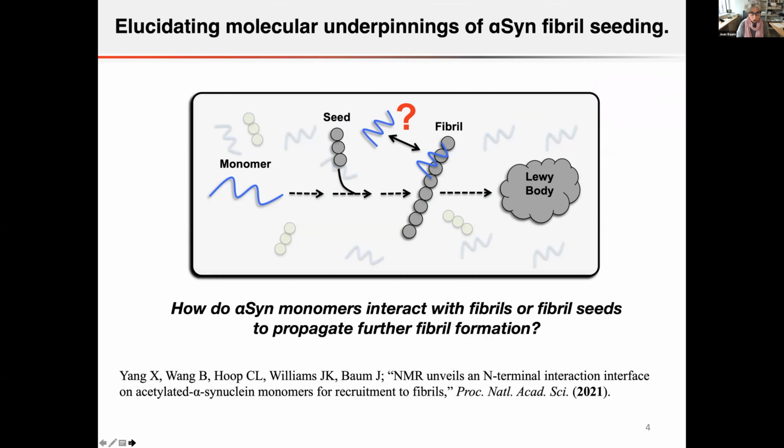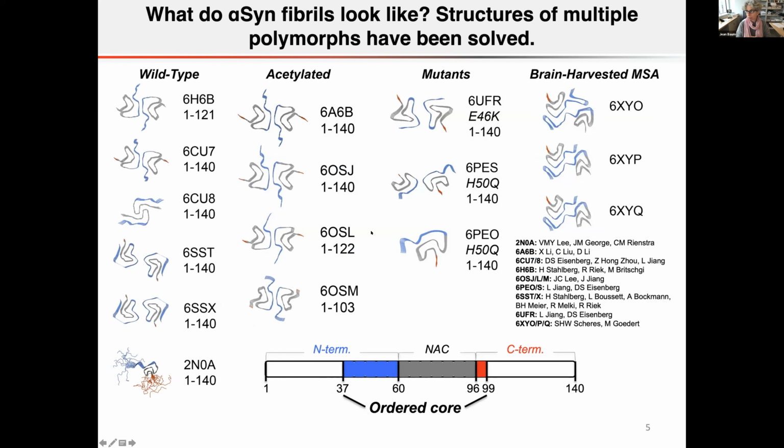And so in today's talk, what I want to focus on is elucidating the molecular underpinnings of alpha-synuclein fibril seeding. As I was saying, what we're going to be looking at is the monomer interacting with fibrils or fibril seeds and asking what that interaction looks like at the molecular level. I want to start by first talking about what fibrils look like, because we're using these fibrils as templates for monomers that are templating against them to then grow further.